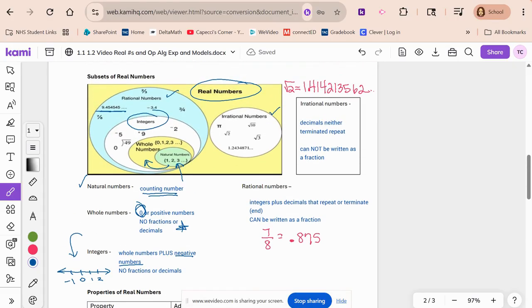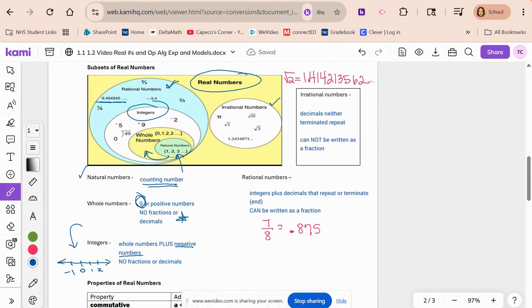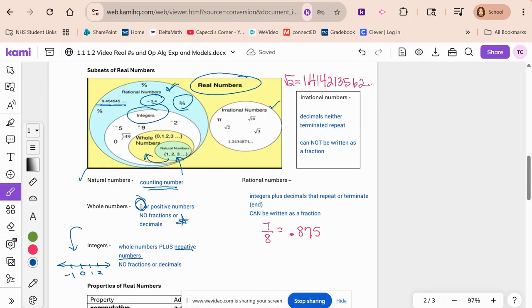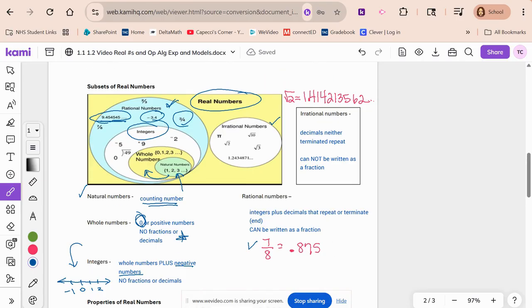Now, the bigger circle includes everything we've done so far. It also includes decimals that repeat or terminate or end, okay? Anything that can be written as a fraction. So, for instance, 3 over 4 is written as 0.75. -3.4 is a decimal, but it terminates or ends. We are looking at this decimal here, 9.4544, that just keeps repeating in the same pattern. I have here 7 over 8. If I put that in decimal form, 7 divided by 8 gives me 0.875.